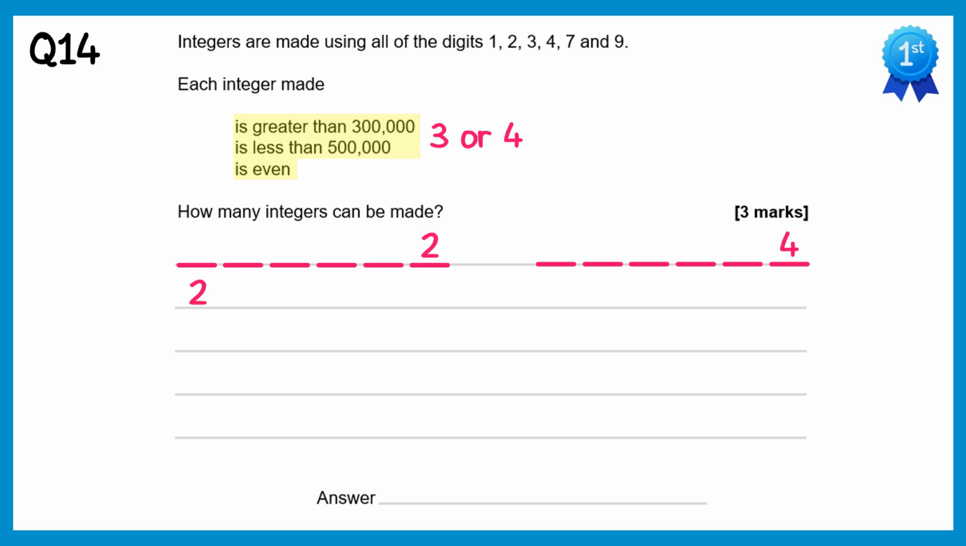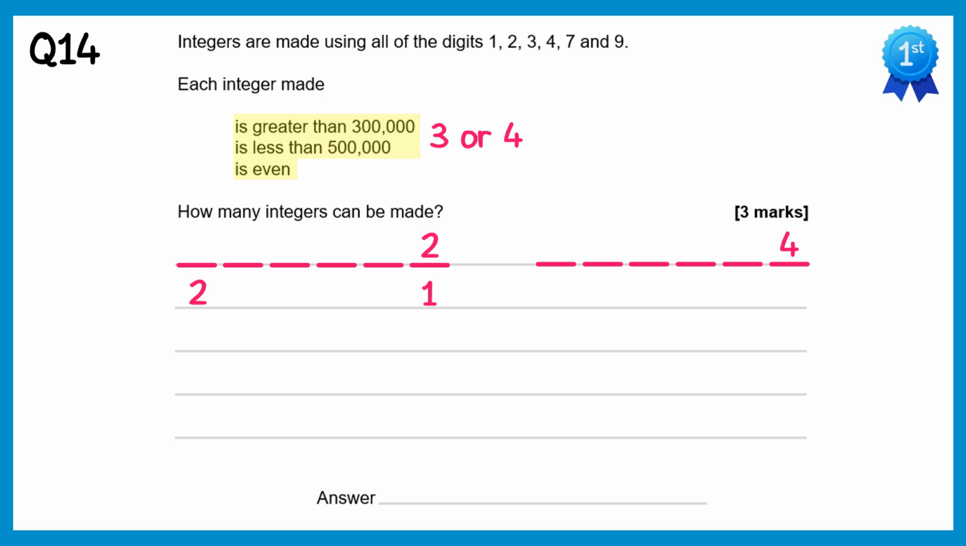Now if we look at the last digit, we've said it has to be a 2, and there's only one way of selecting a 2, that's by selecting the 2, so we put 1 here. Now for all of the other digits it won't actually matter what we choose, as long as we don't choose one of the numbers we've already chosen. So we've already chosen 2 of those digits, so there's 4 left.